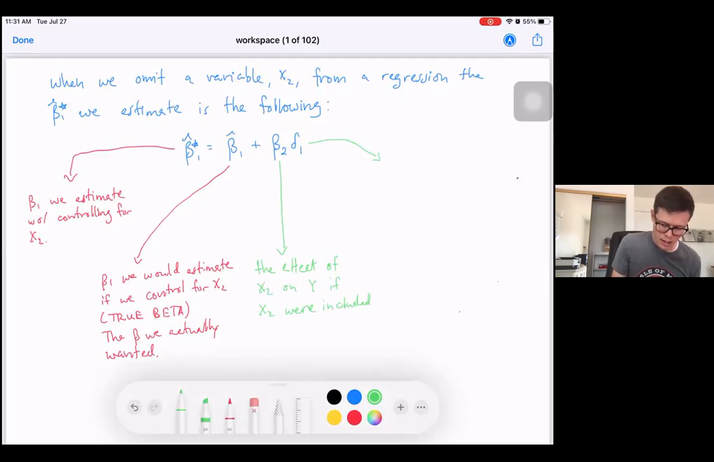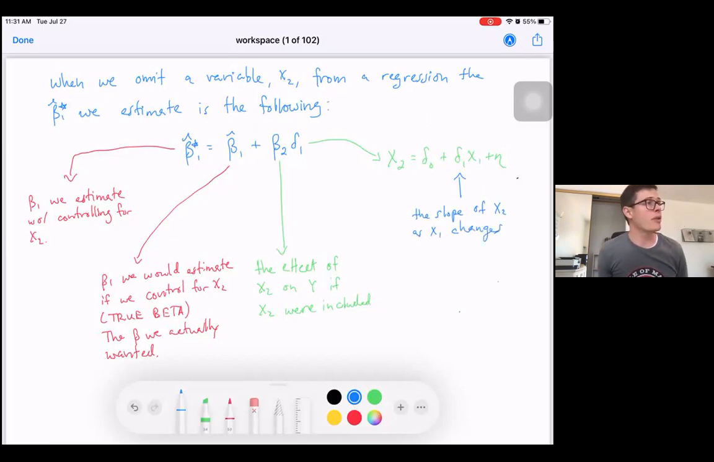And the delta 1 is the coefficient in the following regression. If we regressed x2 on x1, we would find this regression. Okay, so what is this delta number? This is the slope of x2 as x1 changes.